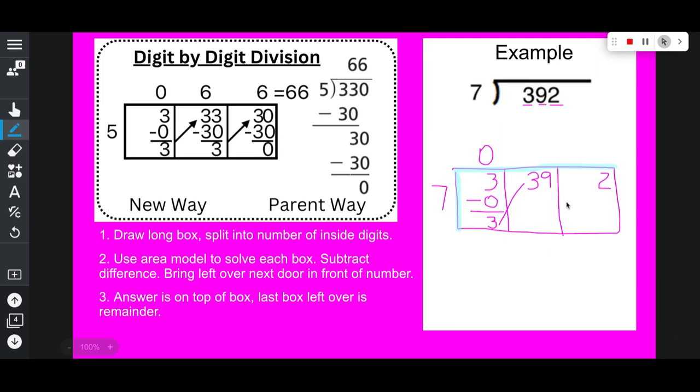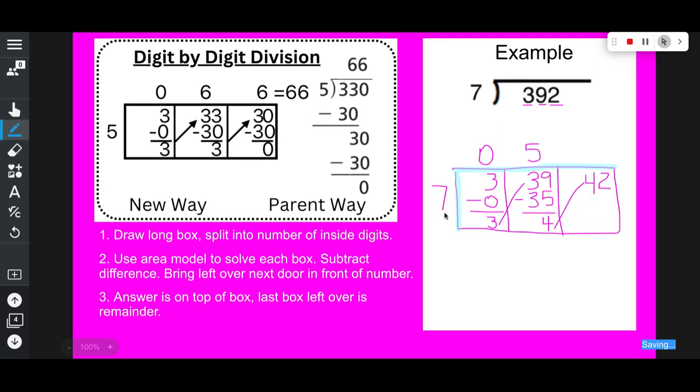And now we divide in our center box. How many 7s go into 39? 5. Now we multiply for McDonald's. 5 times 7 is 35. We sell, subtract. So we're going to subtract those. We get 4. Cheese, check. 4 is smaller than 7. So then we burger, bring it over.